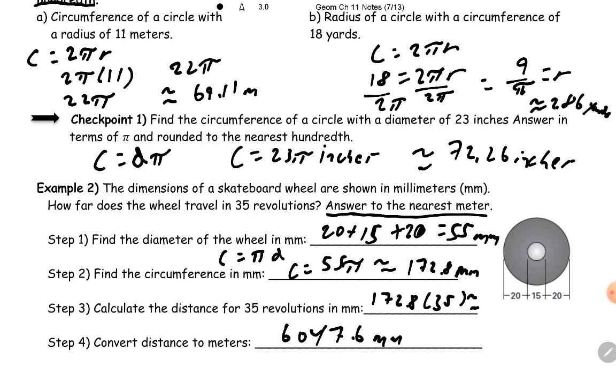So we need to convert this. There is 1,000 millimeters in 1 meter. So this is about 6.0476 meters. Oh, and they want to round it to the nearest meter. So we just round it to just 6 meters.